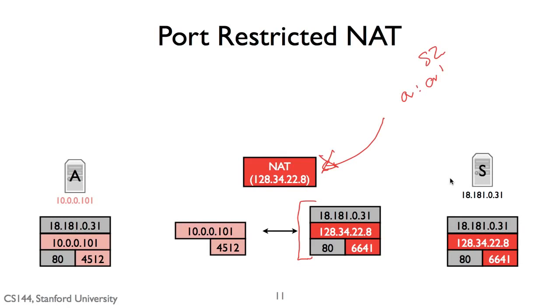But similarly, if server S tries to send a message from port 1099, that will not traverse either, because it doesn't match the port in the mapping. So only packets from this IP address port pair, 18.181.0.31, port 80, will be allowed to translate to 10.0.0.1.45.12. So only this particular pair can traverse the mapping.